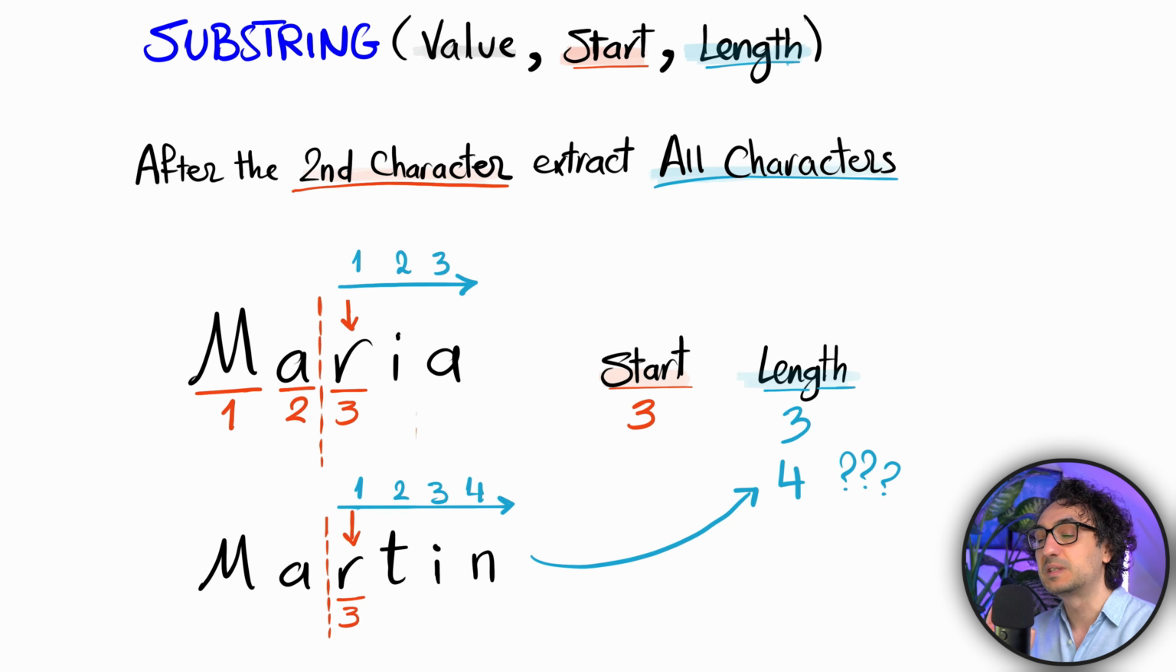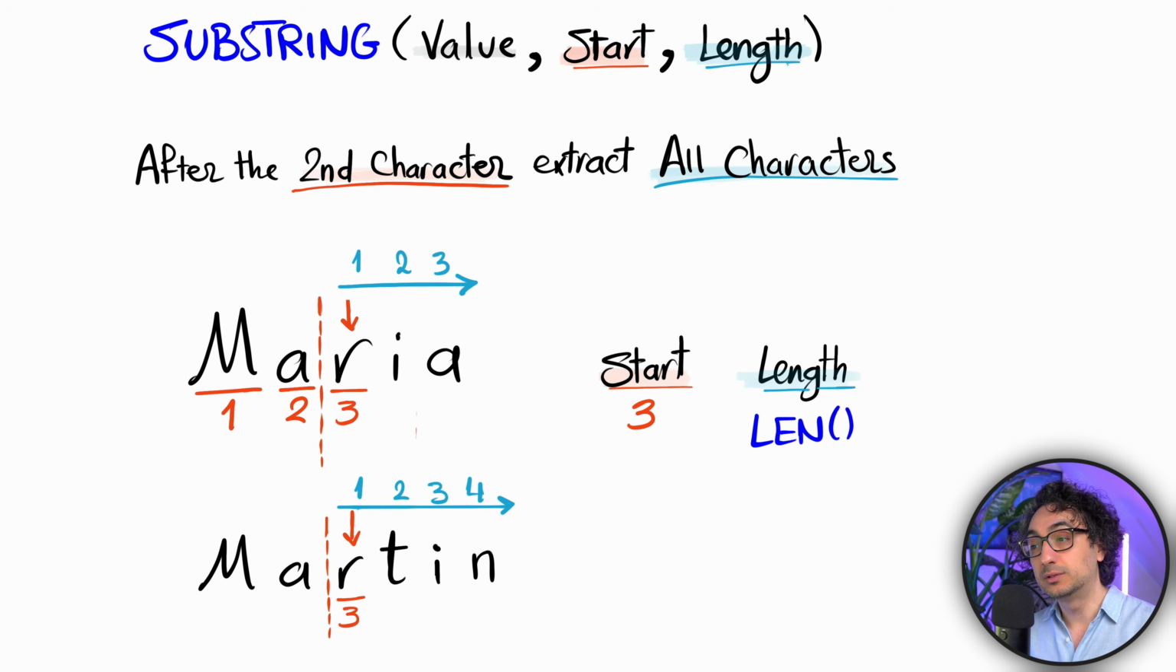That's why instead of specifying a static number like 3 or 4, we can use another function. So now, my friends, if you use the length function, you will get the total number of characters, right? So for Maria, you will get 5. For Martin, you will get 6.